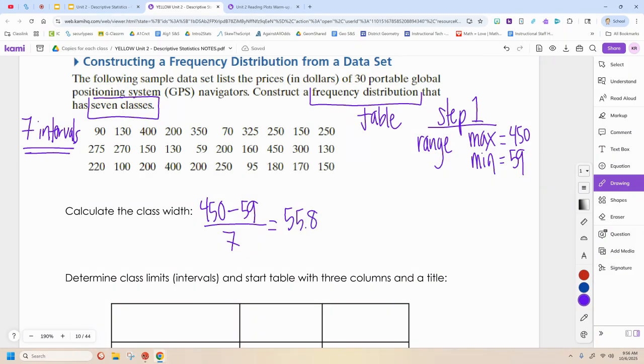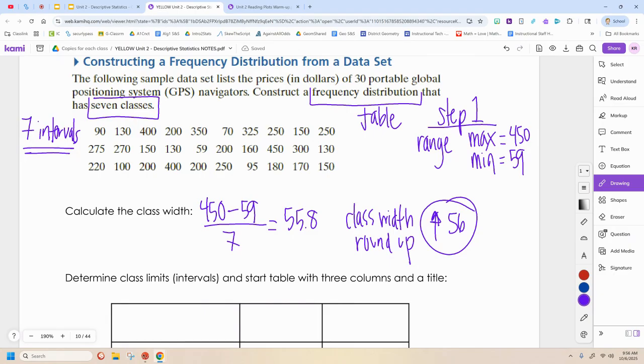However, your class width, you always round up. So what's the next number after 55.8? 56. So yes, we always round up to 56. That's an up arrow. Okay?